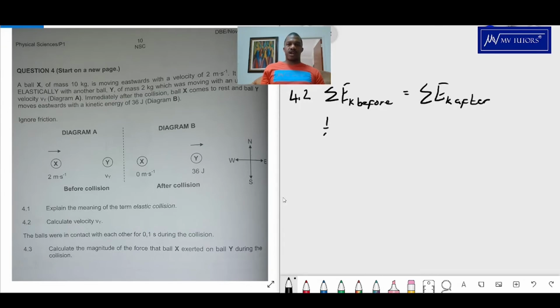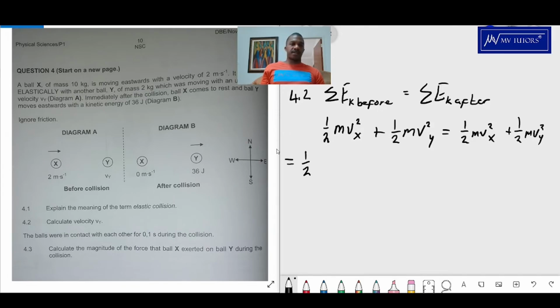It's basically just half mv squared. Before, we've got two of them: half mv squared for x, plus, remember we said sum, half mv squared for y. All of this is before, and then after it's going to be the same: half mv squared for x plus half mv squared for y. Now we can start filling them in. The first mass, of x, is 10, so we put 10 there.